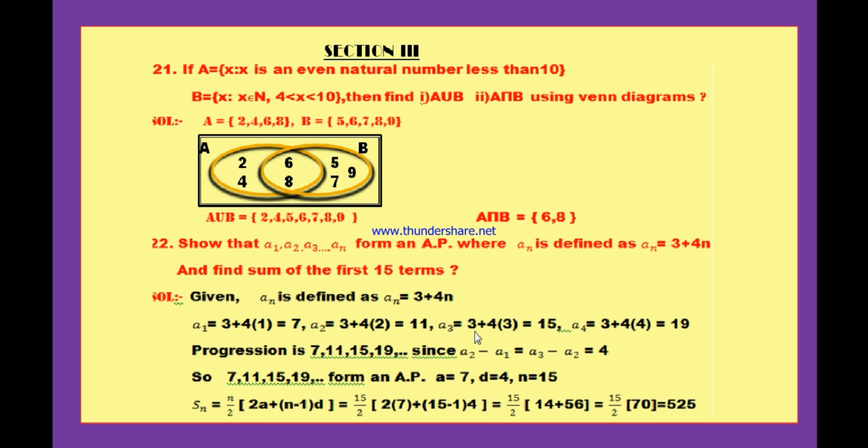And the third term is 3 plus 4 into 3. 4 threes are 12, 12 plus 3 is 15. And the fourth term is 3 plus 4 into 4. 4 fours are 16, 16 plus 3 is 19. Therefore, the progression is 7, 11, 15, 19 and so on. This is the progression. And let us check whether it is AP or not.